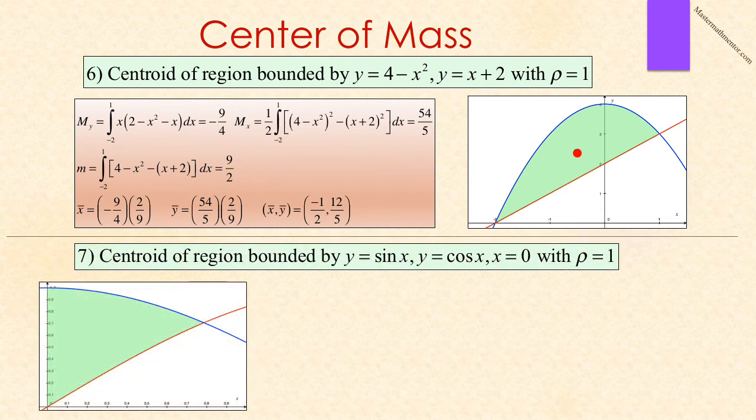In number 7, we are asked to find the centroid of the planar lamina whose region is bounded by y equals sine of x, y equals cosine of x, x is equal to 0, and whose rho is equal to 1. We graph the function and find that sine of x and cosine of x intersect at x is equal to pi over 4.